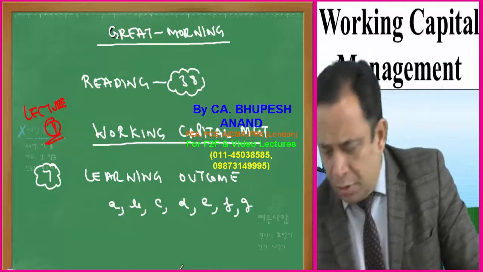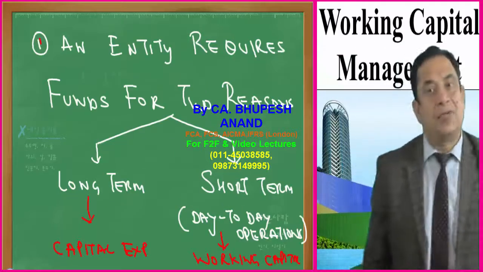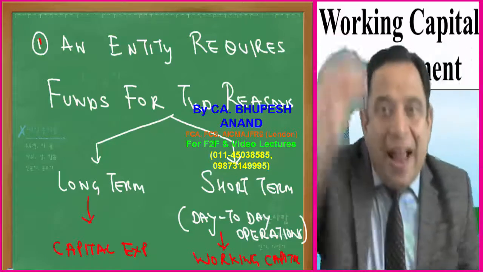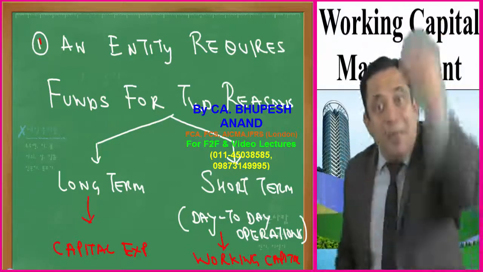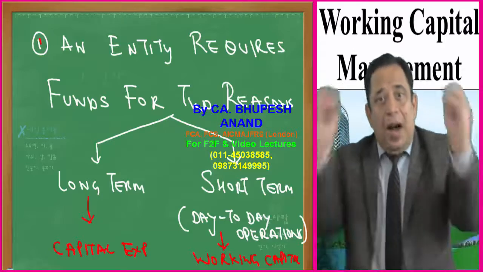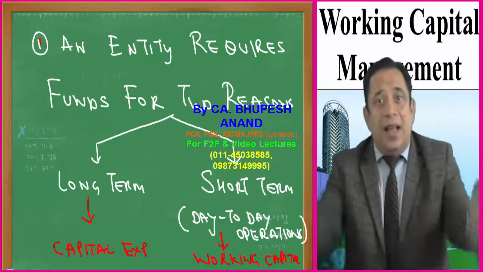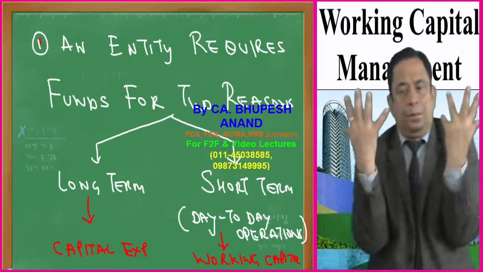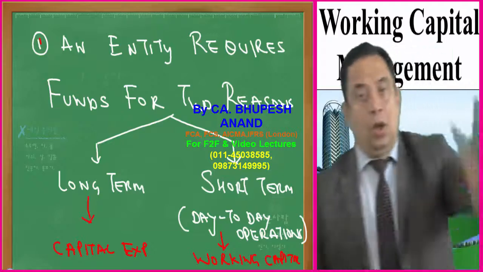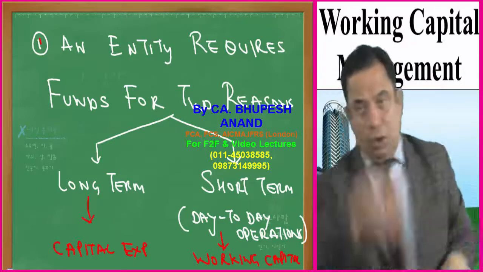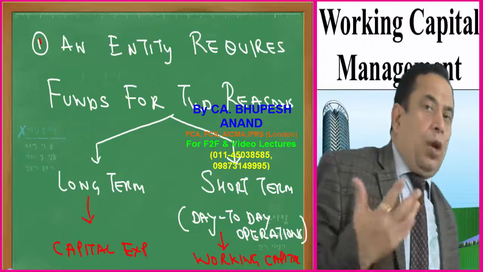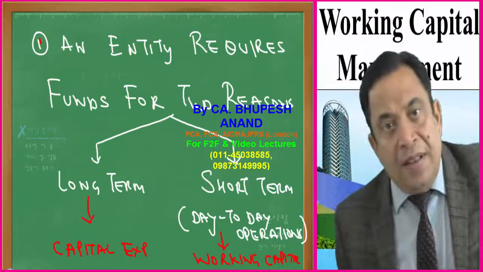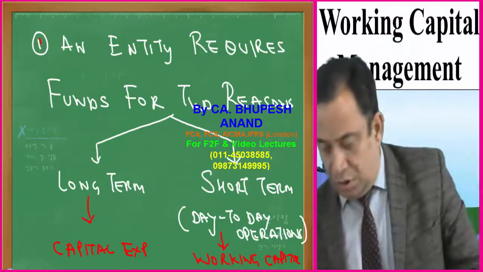Please write down, I think you must have written this. Just write in the first point: an entity, an organization, an individual, a sole proprietor, a partnership firm, a limited liability firm, a limited company, a private company, a cooperative society, an NGO, a social club, any entity requires funds for 2 reasons, long-term and short-term. When I say long-term, it also means capital expenditure. When I say short-term, it also means working capital. Within short-term, I have written recurring expenses.